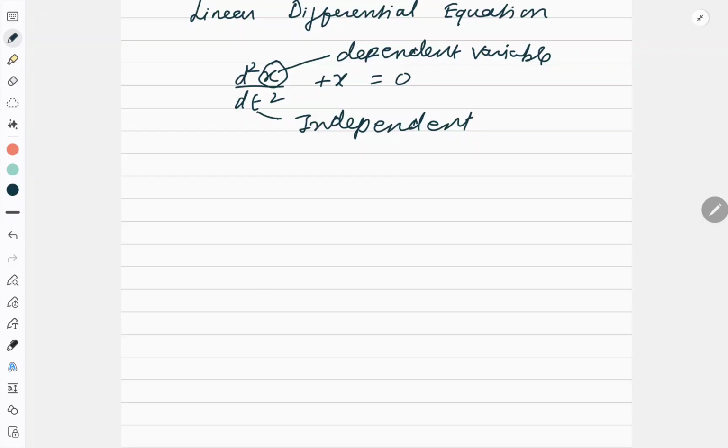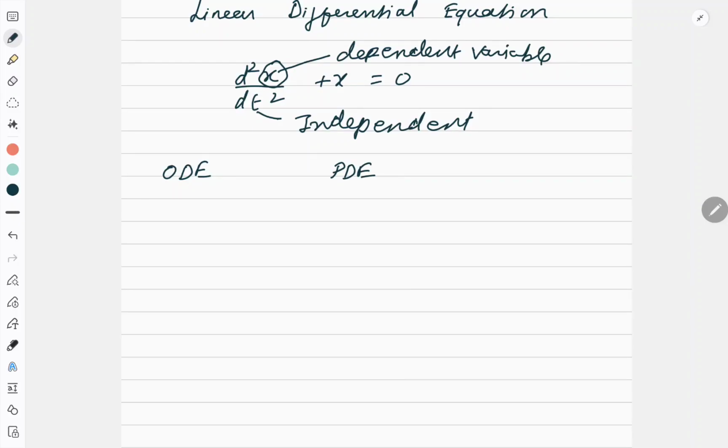Now when I talk about the classification of differential equations, I can classify it in various ways. For example, if it has normal derivatives, then it is called an ordinary differential equation, ODE. And when it contains partial derivatives, then it is called PDE.